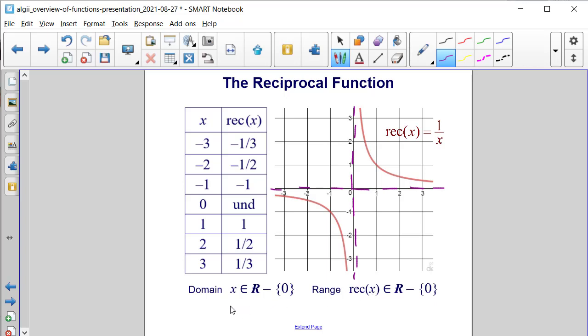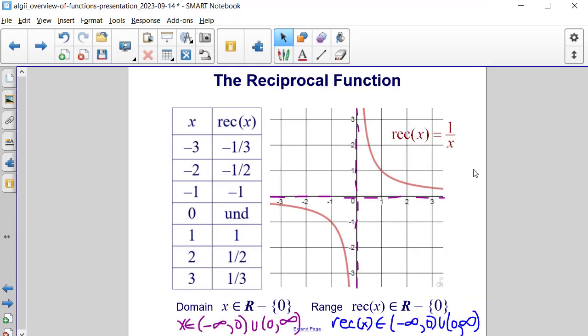If you were writing these in interval notation, you could write the domain as from negative infinity to 0, non-inclusive, in union with 0 to infinity. And you can do the same with the range. For the range of this function, you can write it as negative infinity to 0, not including 0, or non-inclusive, in union with 0 to infinity.